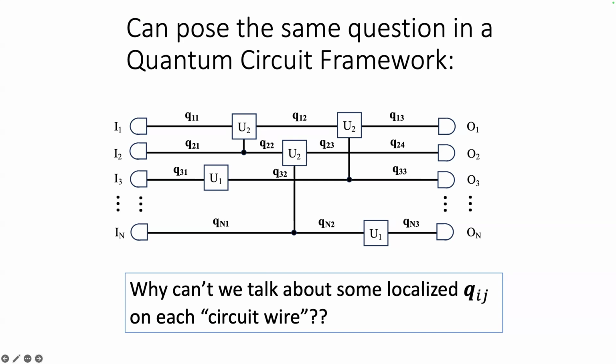So why can't we talk about what's happening on each individual wire in a circuit like this? I mean, how would people answer this rhetorical question here? Why is there no description of what's happening on each wire? What do you think?